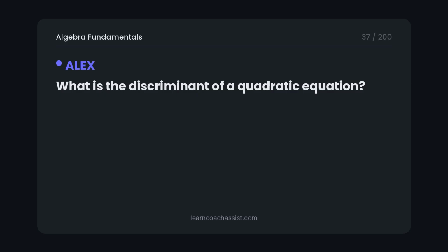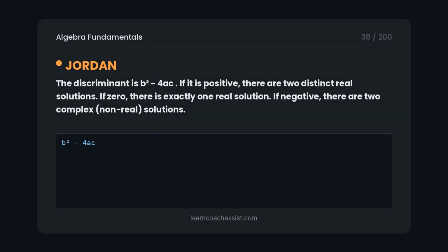What is the discriminant of a quadratic equation? The discriminant is b² - 4ac. If it is positive, there are two distinct real solutions. If 0, there is exactly one real solution. If negative, there are two complex, non-real, solutions.